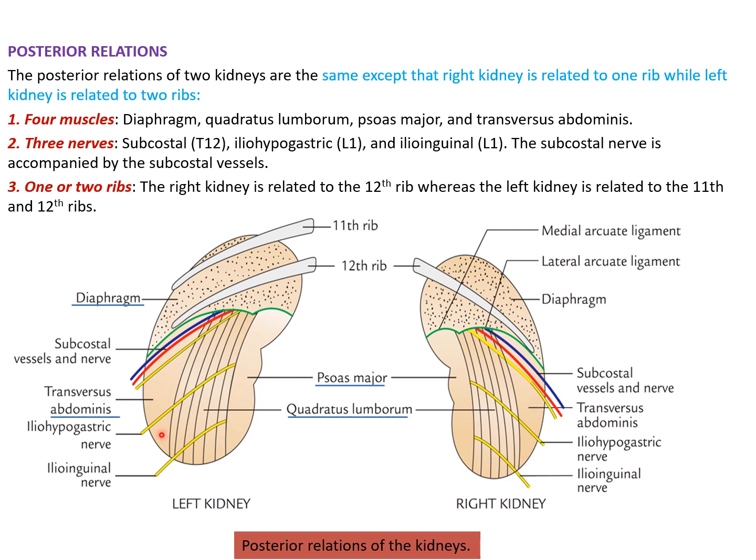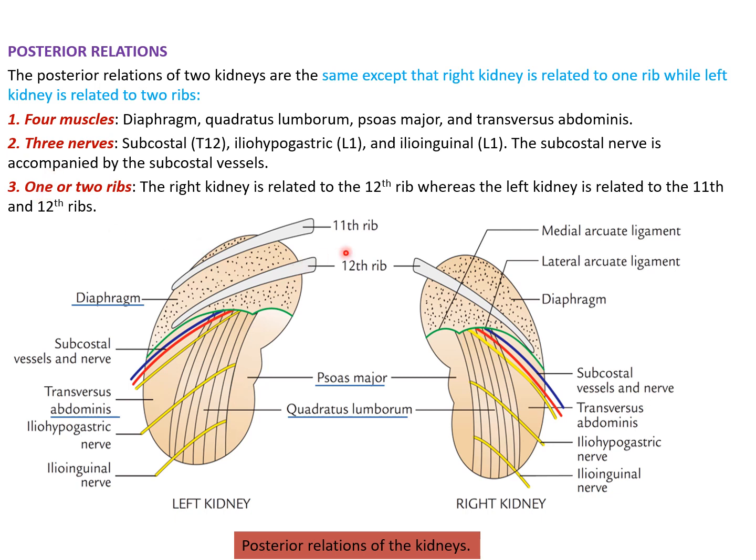So both the kidneys are related to four muscles: diaphragm, psoas major, quadratus lumborum and transversus abdominis, and three nerves, that is the subcostal nerve, the iliohypogastric and ilioinguinal nerve, and same on this side. So both kidneys are related to three nerves. The subcostal nerve is accompanied by the subcostal vessels.